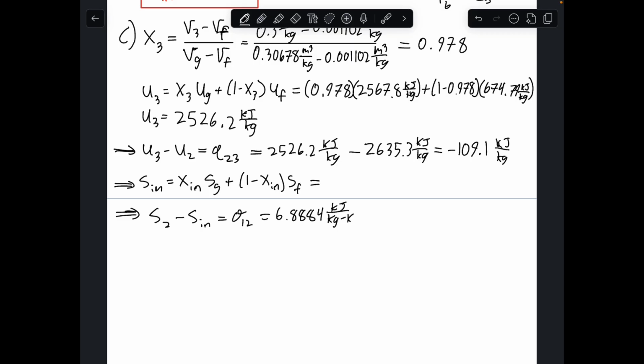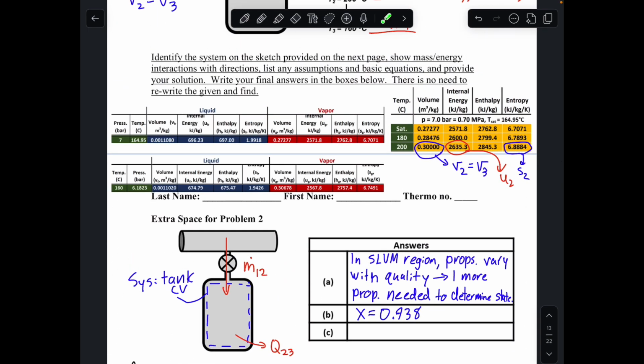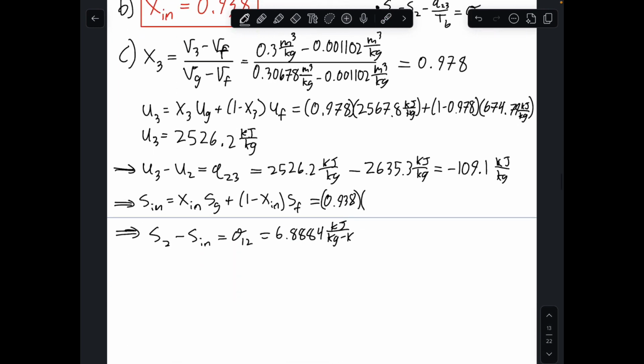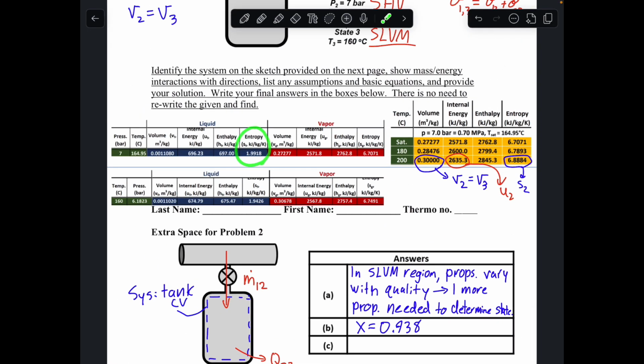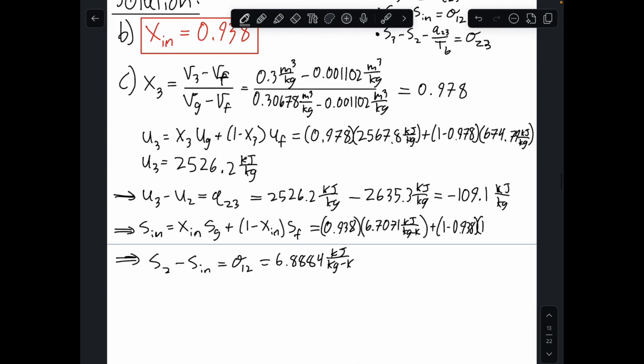So this should be equal to X_in we found to be 0.938 times Sg, which we can get from our tables as this entropy value here, 6.7071 kilojoules per kilogram Kelvin, plus 1 minus that 0.938 times our entropy at the liquid state, which is 1.9918 kilojoules per kilogram Kelvin.